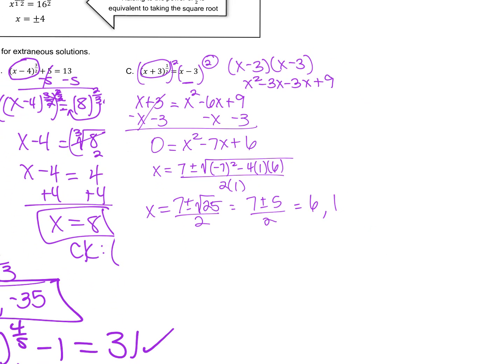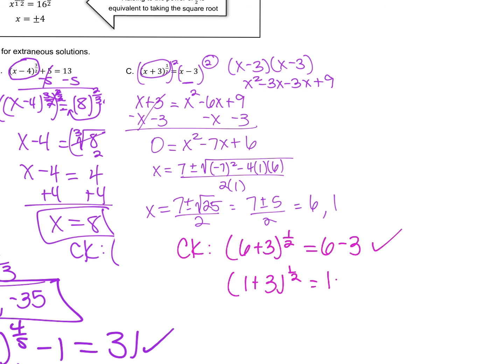We need to check both of them. Again, I don't care if you use a calculator to help you check. Make sure that you're plugging it in to both sides of the original. So I'm plugging in a 6 first. So when you plug in the 6, again, you can use a calculator. That one works out. And then if you're plugging in the 1, it does not work out. So the only solution would be x equals 6.